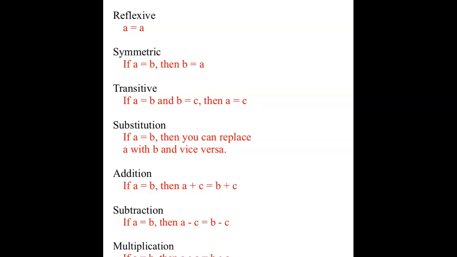The symmetric property says if A equals B, then B equals A. We can turn them around. They're the same. So again, if I said 3x plus 5 equals 10, I could rearrange that and say 10 equals 3x plus 5. They are equivalent. The transitive property says if A equals B and B equals C, then A has to equal C. So if these two things are equal to the same value, then they have to be equal to each other.